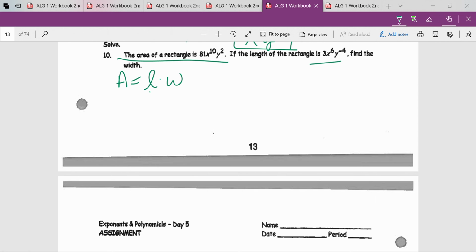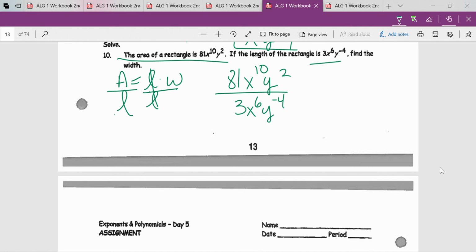Divide, the opposite. So if I want to find the width, I would divide both sides by the length so that the length would cancel out. But if I divide on one side, I have to do it on the other. So to find the width, I have to get the area and divide it by the length. So the area, 81 x to the 10, y to the 2, divided by the length, and that will equal the width.